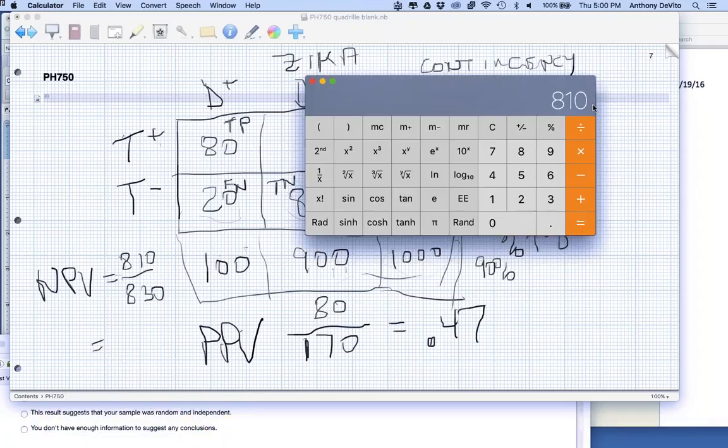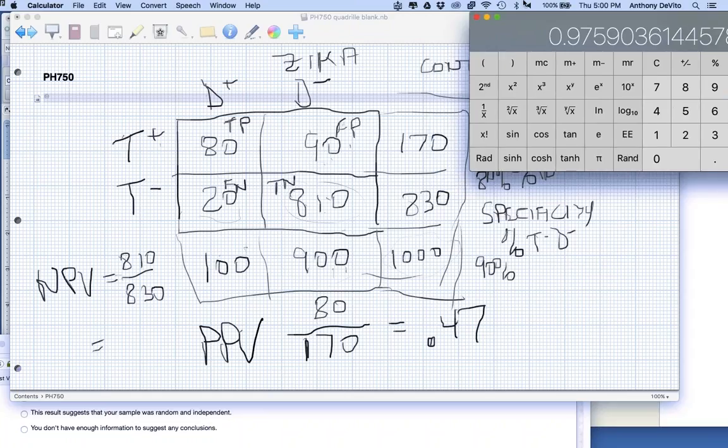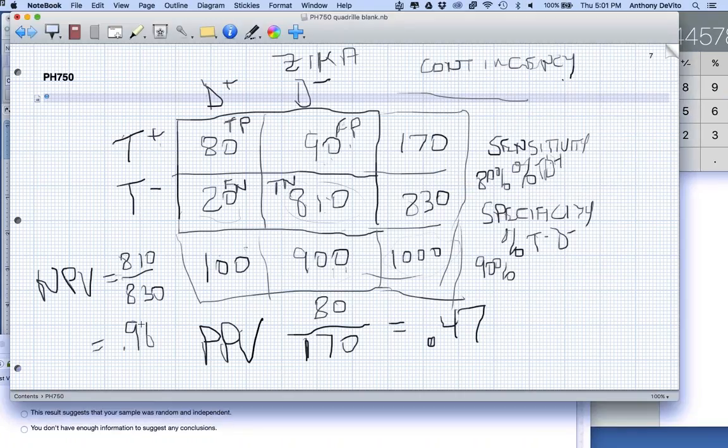810 divided by 830. A lot better than the other way, right? Almost 98%, so I'm going to round it off to 98%. So negative predictive value is 98%. Positive predictive value is only 47%. Kind of interesting that it would come out that way.